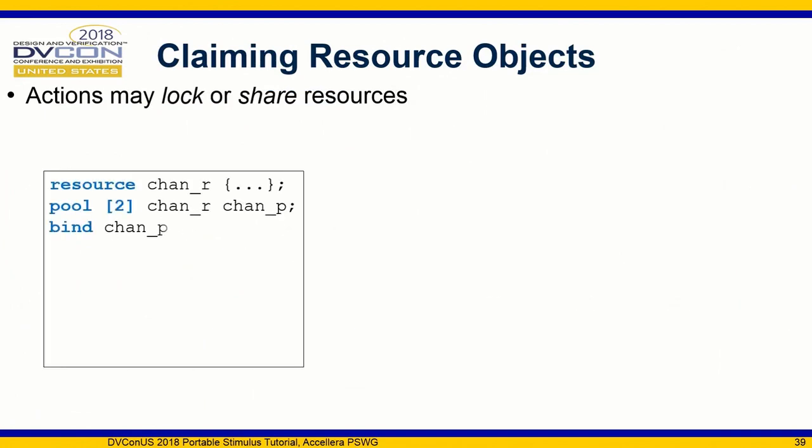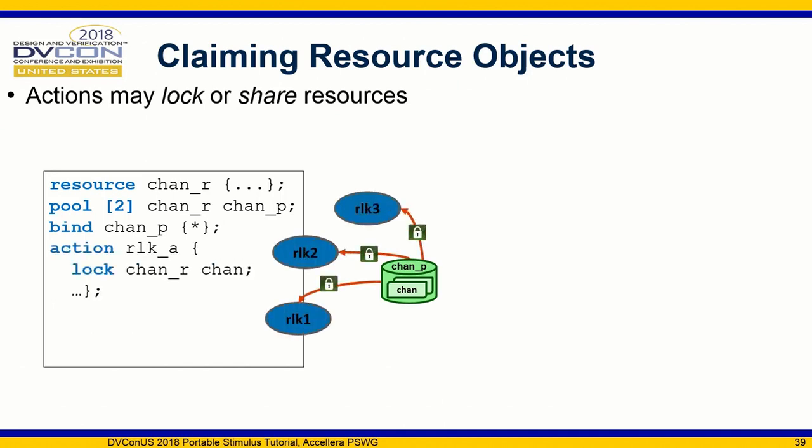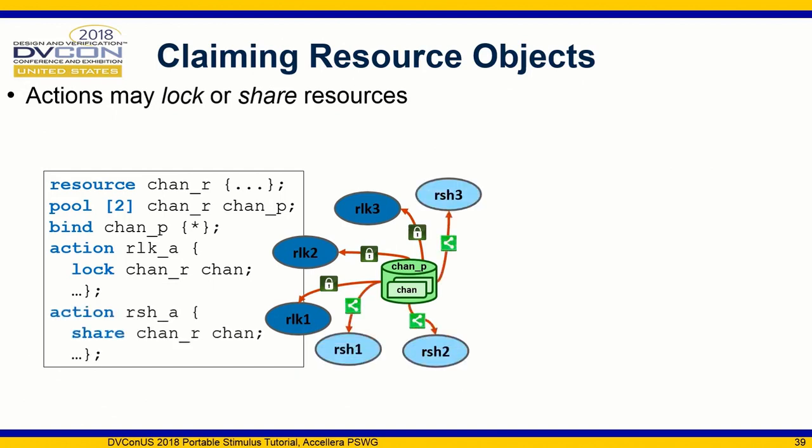Well, I'm going to define a resource here. So I have a resource that's called channel, whatever that means. And I have a pool that has 2 of these things in it. And I'm going to bind that channel pool to anybody that cares. Right? That's what the asterisk means. Now, I have a locking action that's going to lock that channel. And I have a share action that's going to share that channel.